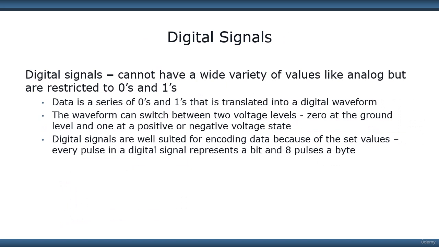Digital signals, which is how computers are communicating, can't have a wide variety of values like analog. Digital signals are restricted to zeros and ones. Okay, so data is a series of zeros and ones, and it's just translated into a digital waveform. The waveform can switch between two voltage levels, 0 at the ground level and 1 at a positive or negative voltage state. These are very well suited for encoding data because the set values of every pulse in a digital signal represent a bit, and then 8 pulses represents a byte.